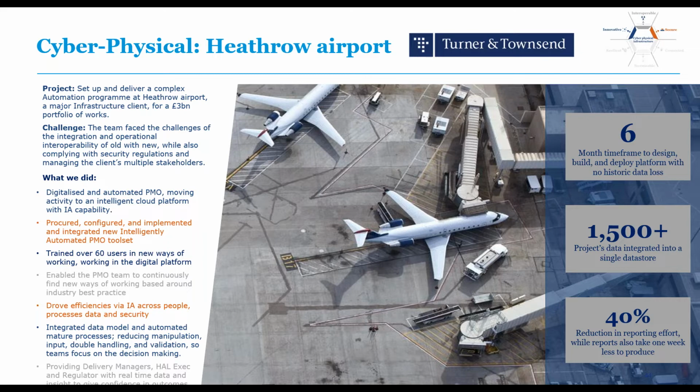With the use of automation, robotic process automation and IA, it's sped up decision making, increased the fidelity and accuracy of the data, and really has provided some powerful benefits, a 40% reduction in the reporting effort, because the legwork is done in that digital environment.